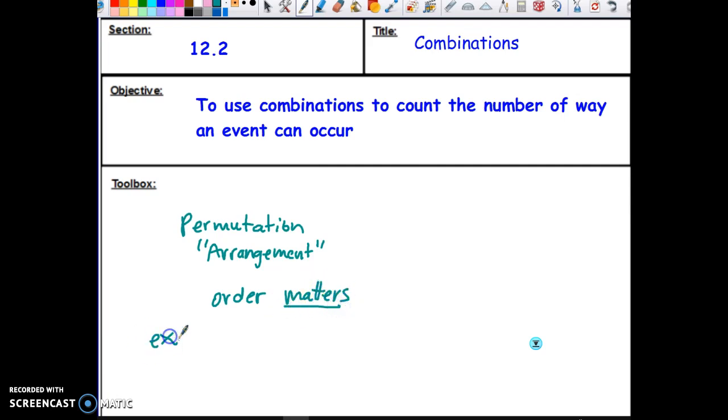An example of a permutation would be a race. And order matters. You have first place, second place, third, and so on. The order matters because if you're in a different place, you get a different prize or different recognition.